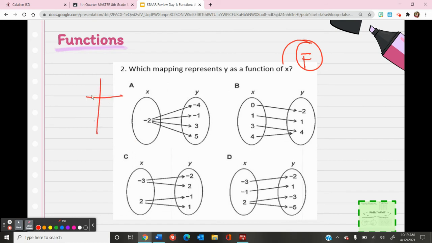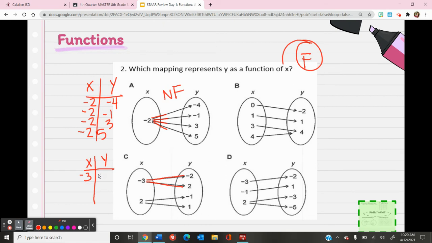So if I were to draw these out as tables, I would have -2 being paired with -4, with -1, and with 3 and 5. Since I have so many lines coming from one x value, this tells me this is not a function. If I continue looking at C, again, I can draw a table out. If this will help you, go ahead and do it. If you can determine it just by looking at the lines, I see -3 being paired with -2 and a +2. I see my x's being paired with 2 different y values, so that's telling me that this is not a function. But if you can't see it that way, you can always write it out.